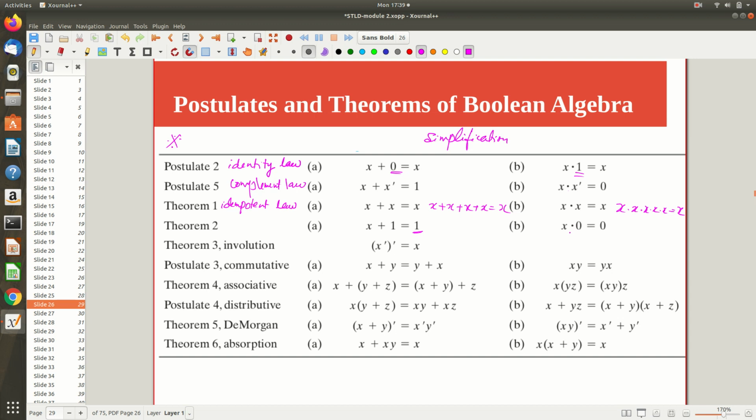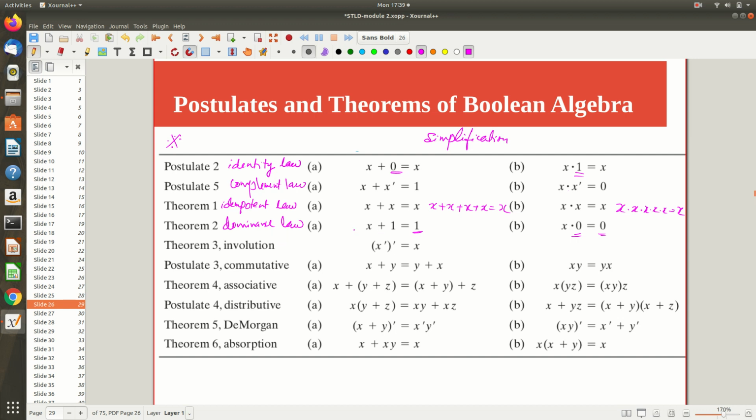Similarly, when it comes to dot, the entire expression is dominated by 0, and I am getting the result as 0. So I can call it something like a dominance law. These names are not used in your textbook, but it is good to remember it like this. In some other textbooks they are used. If you are focusing on Morris Mano, they are not using these names as such. Sometimes they name De Morgan and absorption, but these things they do not name. Anyway, you can remember it in your own way.